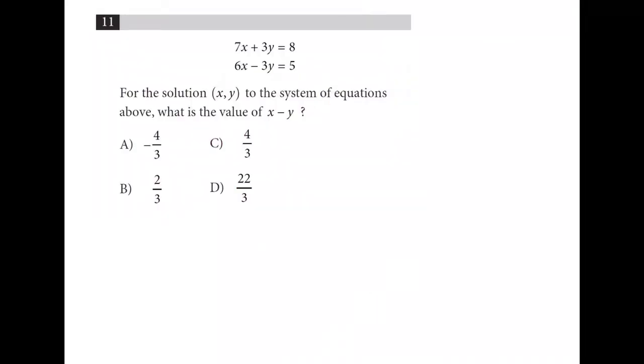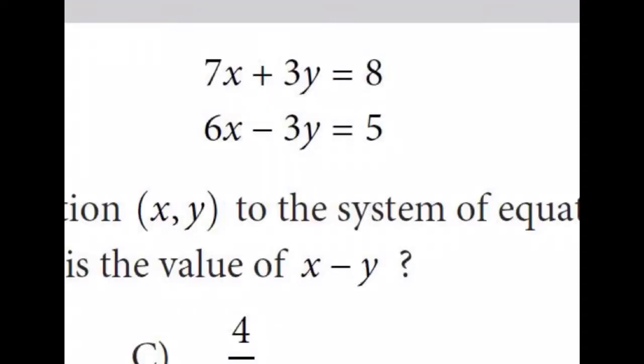Number 11. For the solution xy to the system of equations above, what is the value of x minus y? So I notice that my coefficients for y are identical, and one is positive, one is negative, so I can add all 3 columns straight down to cancel out my y terms. This gives me a 13x is equal to 13.